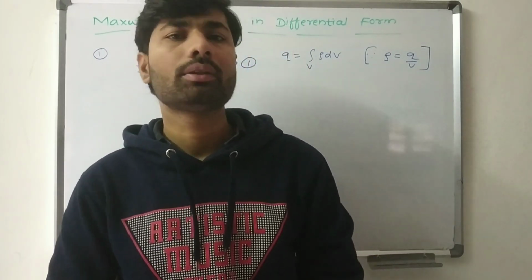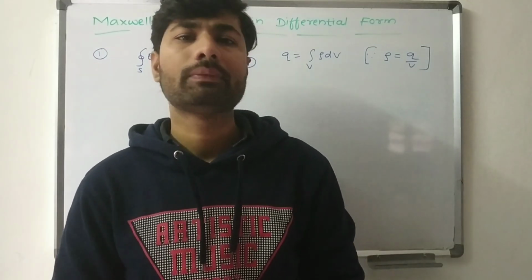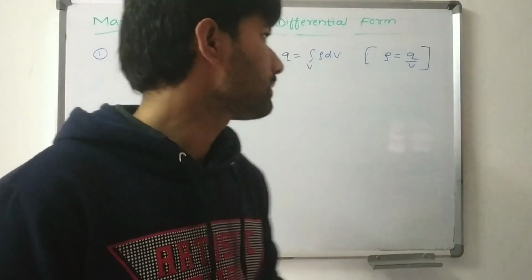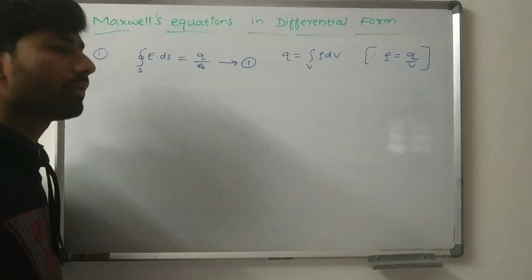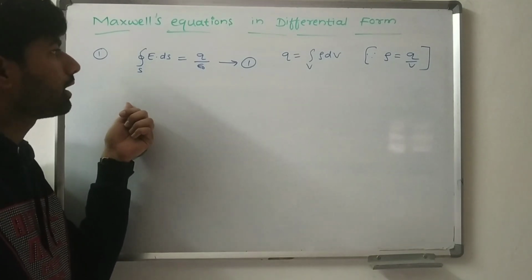In the last session we have learnt about Maxwell equations. So today we are going to derive an expression for the differential forms of Maxwell equations. To get the differential forms we need to know the previous equations that we already learned in the last class.